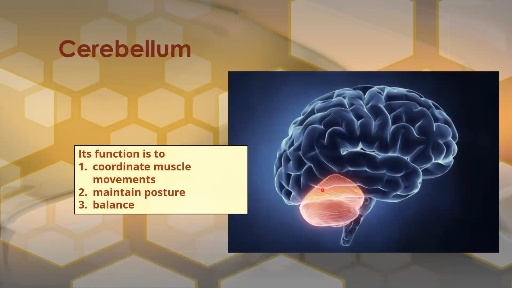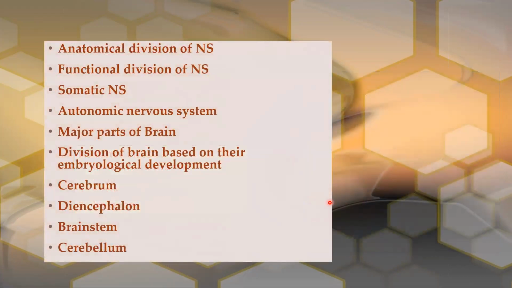Cerebellum, the last part, functions to coordinate muscle movement and also maintain posture, important for balance. I already explained how you divide the nervous system anatomically and functionally, the somatic and autonomic nervous systems, and the different major parts of the brain based on anatomical location, function, and embryological development: cerebrum, diencephalon, brainstem, and cerebellum.